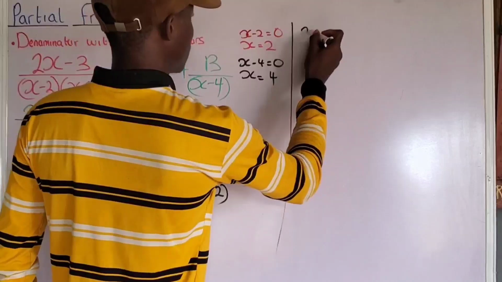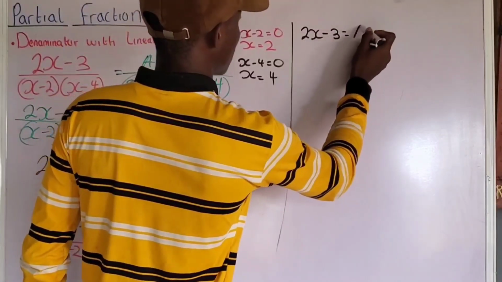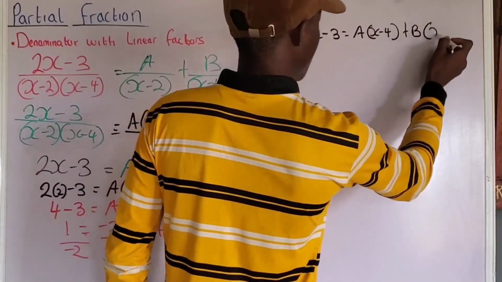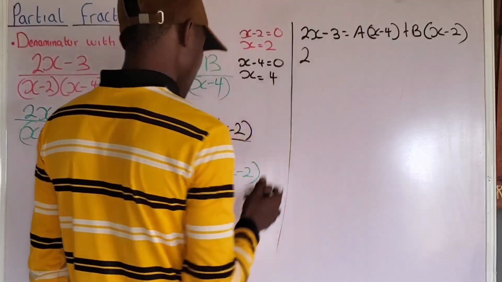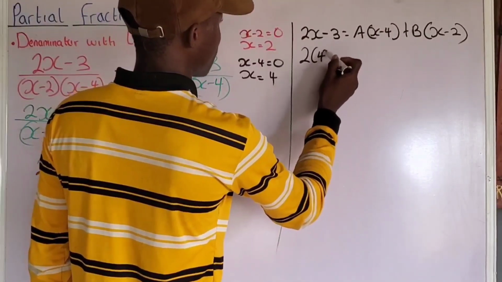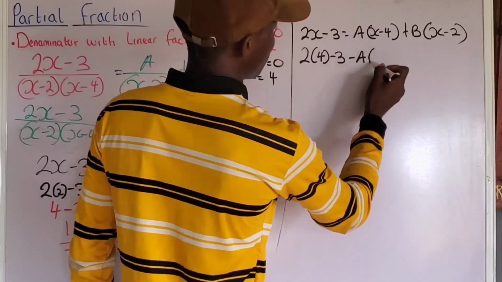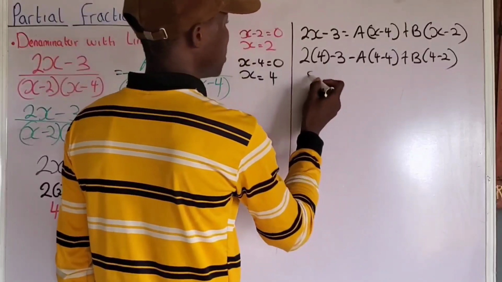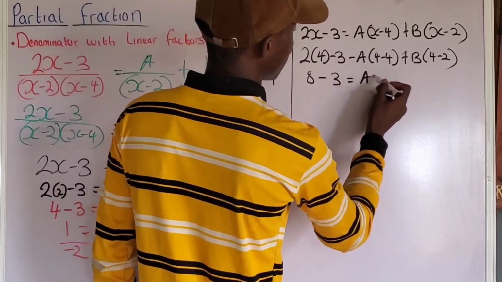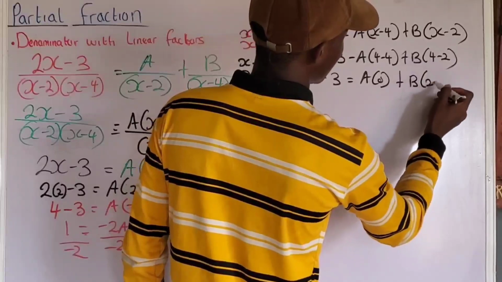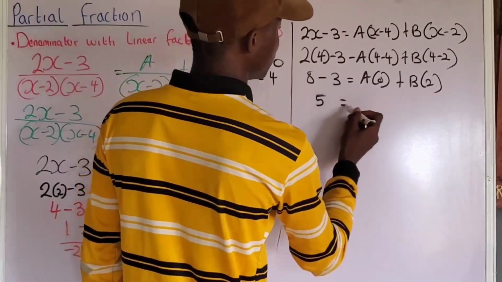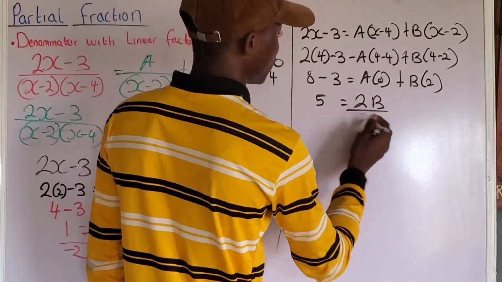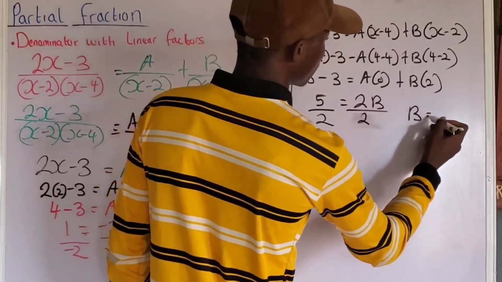The equation is 2x minus 3 equals a multiplied by x minus 4 plus b multiplied by x minus 2. Now when x is 4, I'm going to have 2 multiplied by 4 minus 3 equals a multiplied by 4 minus 4 plus b multiplied by 4 minus 2. So 2 times 4 is 8. 8 minus 3 is equal to a multiplied by 0, plus b multiplied by 2. Now 8 minus 3 is 5. So I'm going to have 5 is equivalent to 2 times b, that is 2b. So to get the value of b, divide by 2. This over 2, this over 2. b is equal to 5 over 2.